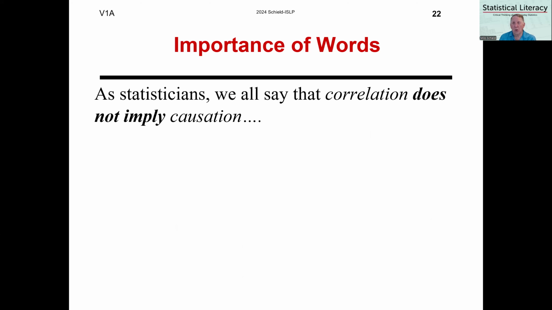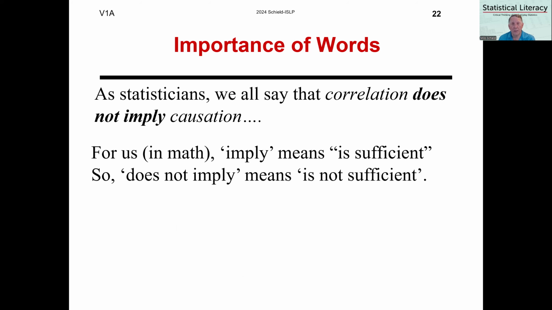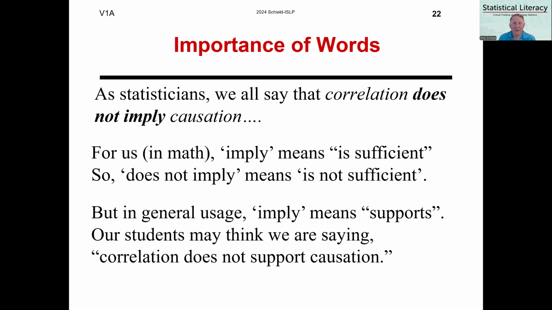Another example of the importance of words, take this statement. Correlation does not imply causation. I'll bet all of us have said it at one time or another. And as people trained in mathematics, we're very clear. When we say imply, that means sufficient. When we say does not imply, that means is not sufficient. But our students are not trained in mathematics. In general usage, to imply something means to support it. So when we say correlation does not imply causation, our students may hear us saying correlation does not support causation. And if so, they're going to say, this teacher makes no sense.